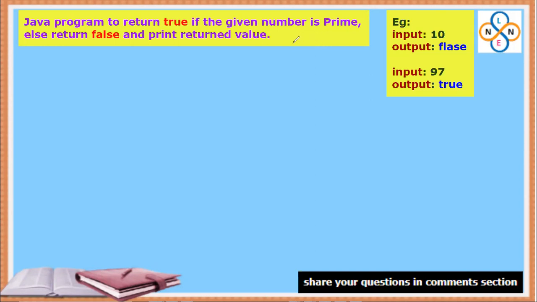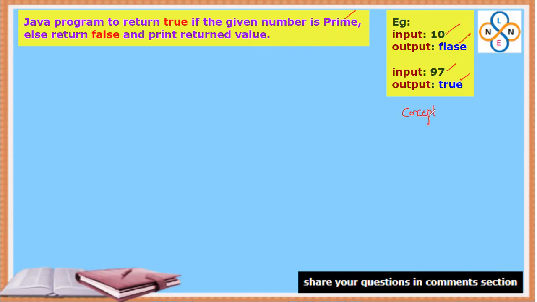So in this video we are going to discuss a Java program to check whether a given input number is a prime number or not. If the input is 10, it's not a prime number, so we have to print the output as false. And if the input is 97, it's a prime number, so we have to print the output as true. Then what is the concept behind this one?